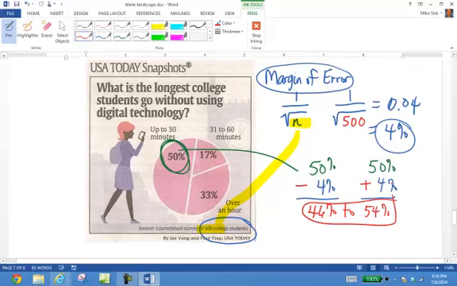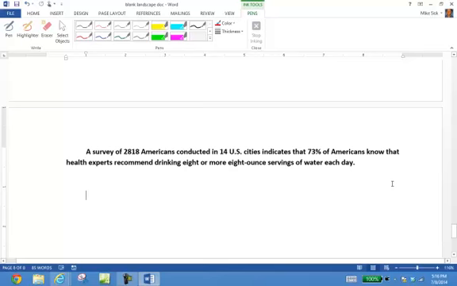I'll now use an example that's modified slightly from the book. A survey of 2,818 Americans, and that's not the year 2818. The reason this may sound stupid to say with a larger YouTube audience is I know my students may misunderstand because of their math phobia, and I'm not saying they're lacking intelligence. So again, don't take this personally. There are 2,818 Americans in this survey conducted in 14 U.S. cities, indicating that 73% of Americans know that health experts recommend drinking 8 or more 8-ounce servings of water each day.